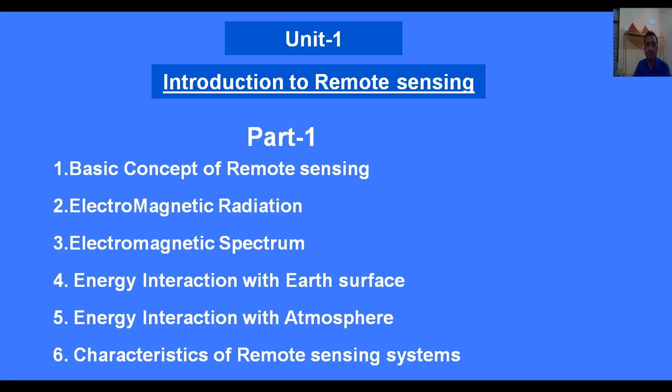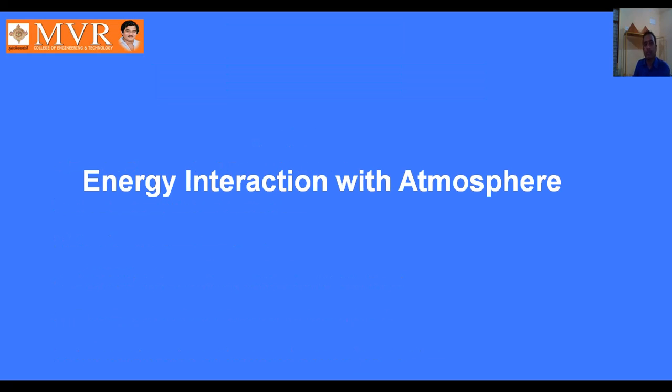Then energy interaction with the earth surface: how the electromagnetic radiation interacts with the earth surface. These are all things I already explained. Now we are going to discuss energy interaction with the atmosphere. This is very important for interaction with the atmosphere.